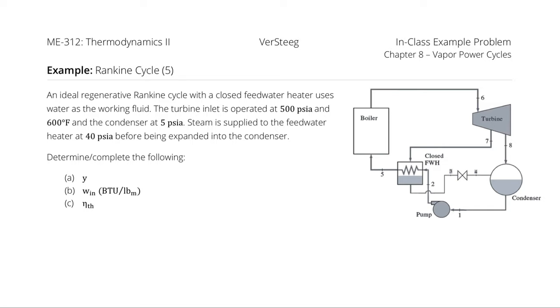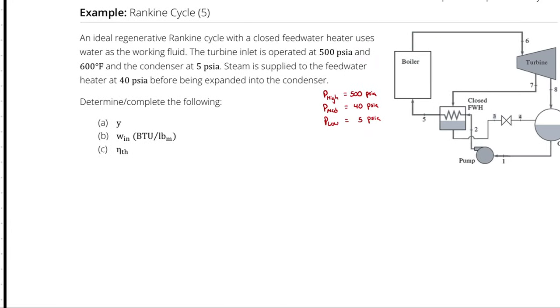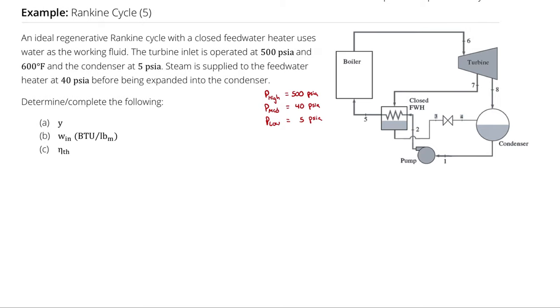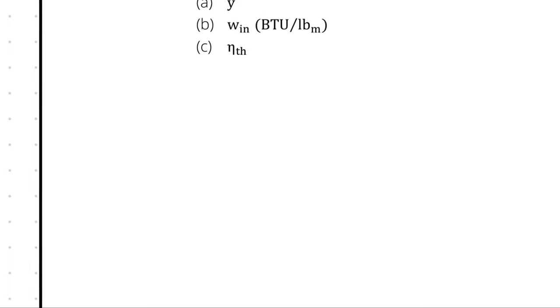I will start this process by pointing out that we still have three pressures, 500 psi, 5 psi, and 40 psi. Which state points have the high pressure? 2, 5, and 6. Which state points have the low pressure? 8, 4, and 1. That leaves 3 and 7 with the intermediate pressure. So I will populate one independent intensive property for all 8 of our state points using pressure.